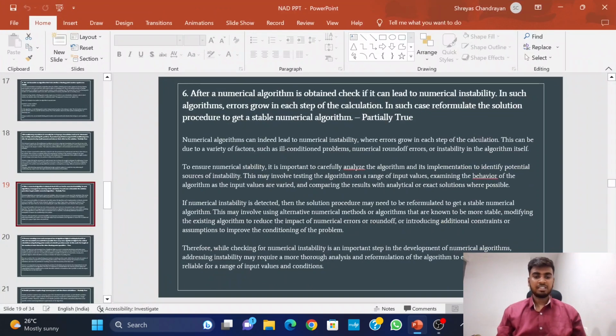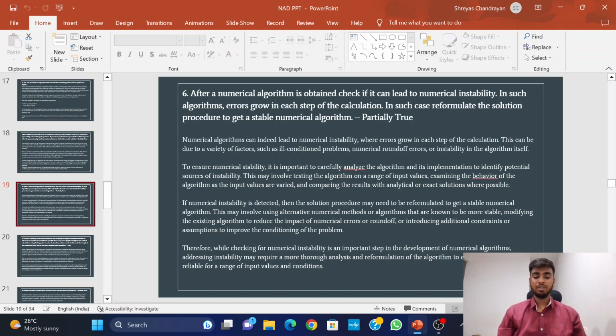The sixth statement states: after a numerical algorithm is obtained, check if it can lead to numerical instability. In such algorithms, error grows in each step of calculation. In such a case, reformulate the solution procedure to get a stable numerical algorithm. This statement is partially true, as a numerical algorithm can indeed lead to numerical instability, where error grows in each step of calculation. This can be due to a variety of factors such as an ill-conditioned problem, numerical round off errors, or instability in the algorithm itself.